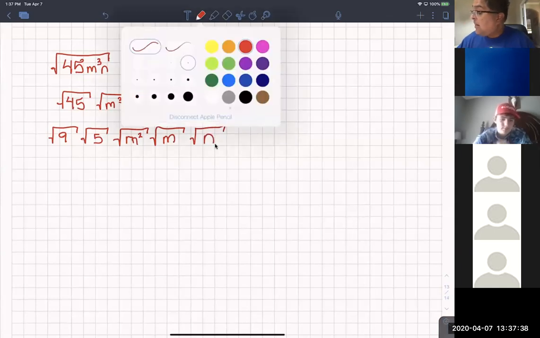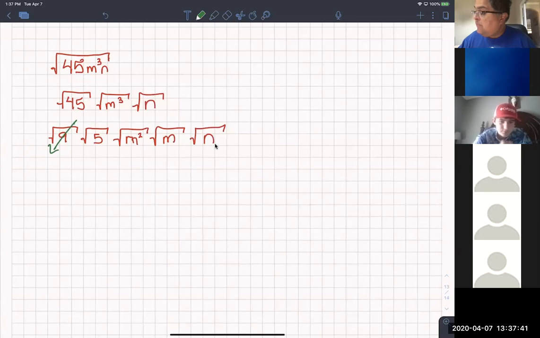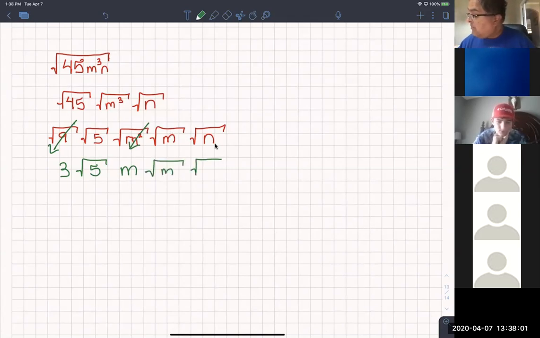Now, let's talk about what happens here. What happens to the 9? It becomes 3. You reduce it. What about m squared? It becomes m. Yeah, you can reduce that too. Can I do anything to these two? No. Now, when I write my final answer, what gets combined with what? 3 and m will get combined, and 5 and n will get combined. Perfect.